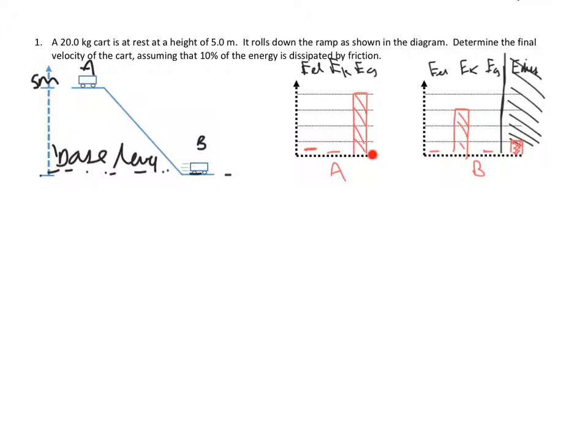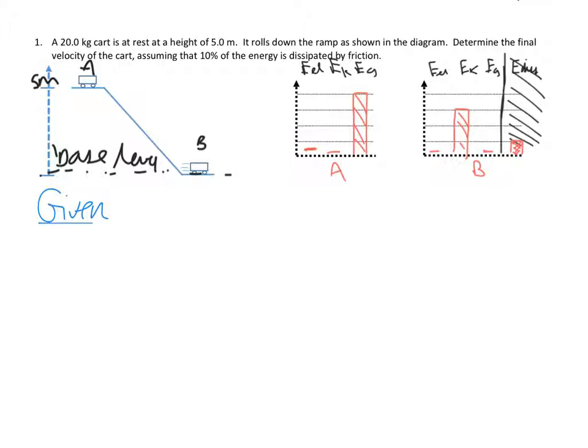The only time A and B will not add up is if you start with nothing, work is done to the system, and then you have something. So we'll see a couple of problems like that. But if you have energy and then you're losing energy out of the system, your bar charts are still going to add up. All right, let's list what we're given.